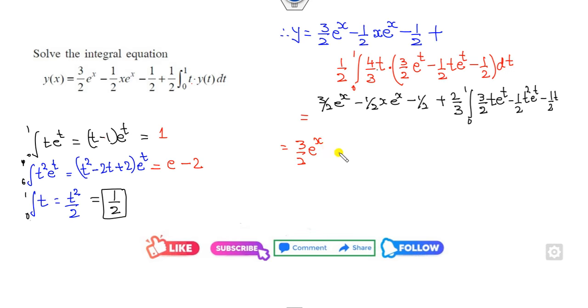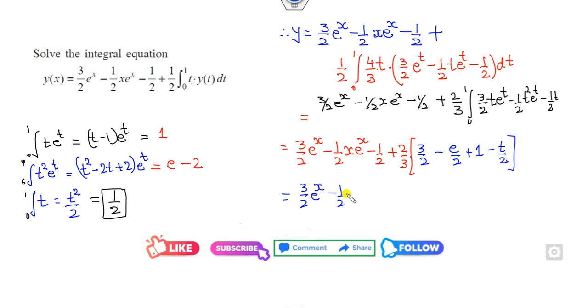It is 3 over 2 e raised to power x minus half, x e raised to power x minus half, plus 2 over 3. So this will be 3 times of, so it is 3 by 2, half times of this, half times of this, minus t by 2. Now you can see it is my 1. Fine. So I can say it's 3 by 2 e raised to power x minus half, x e raised to power x minus half, plus 1 minus e over 3 plus 2 over 3 minus t over 3. Sorry, what is the integration of 1 over 2? It's a single 1 over 2. It is not t by 2. So it's 1 over 4. So that means it is 1 over 6. Now the rest of the part you can do with the calculation, and you will get the right answer.